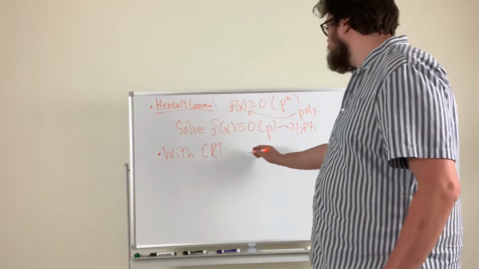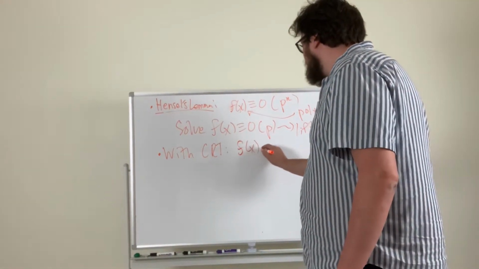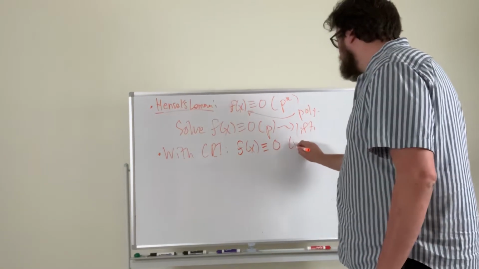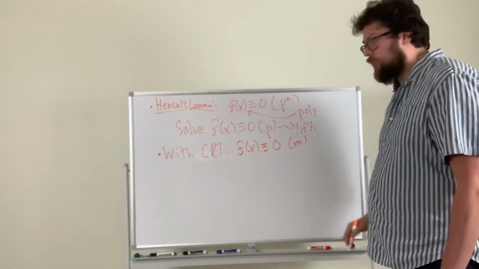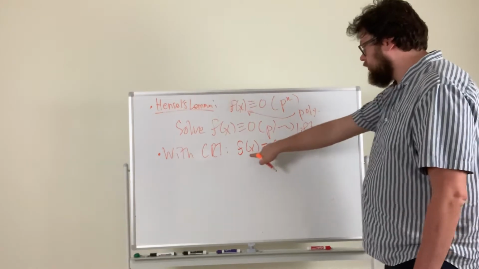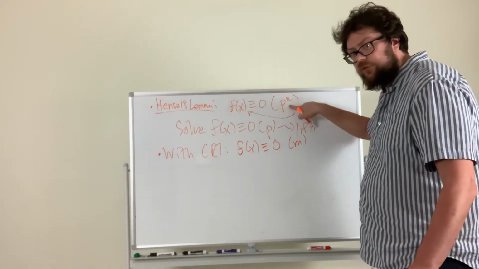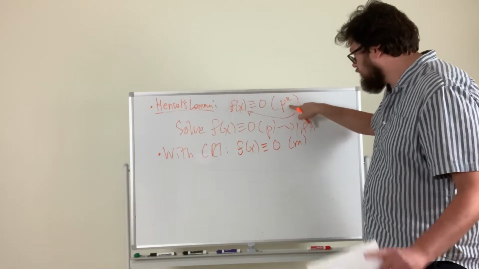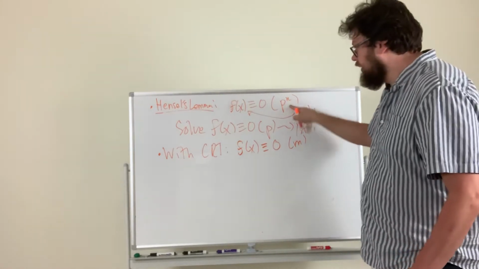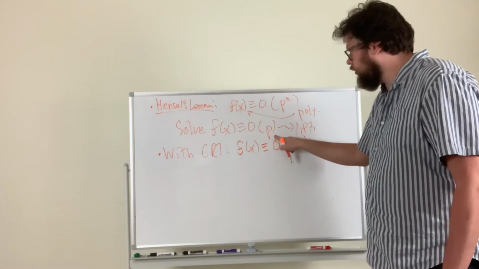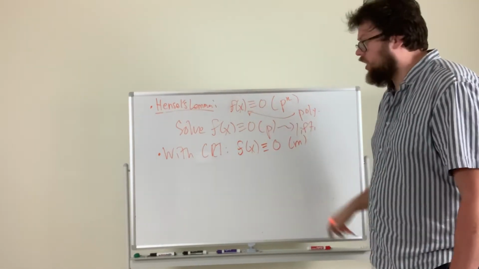So anyway, with the Chinese remainder theorem, we can solve any polynomial congruent to 0 mod any number m. Because the fundamental theorem of arithmetic plus the Chinese remainder theorem allows you to take any congruence mod m and turn it into congruences mod p to the n. This allows you to turn any polynomial congruence into a congruence mod p.